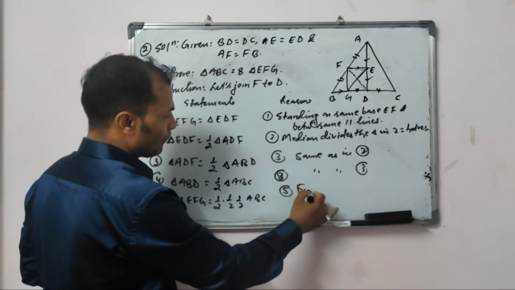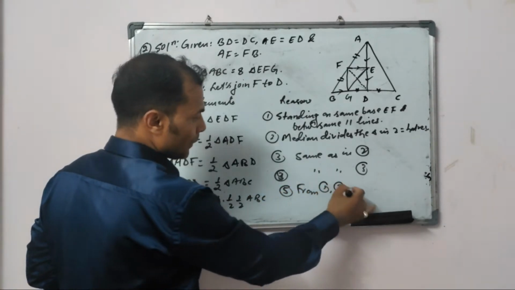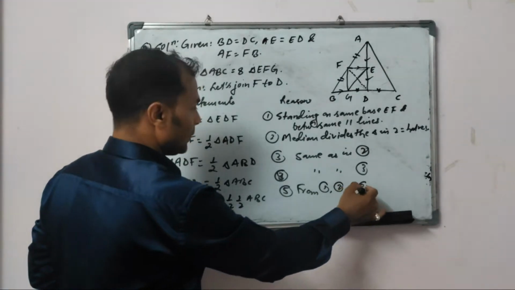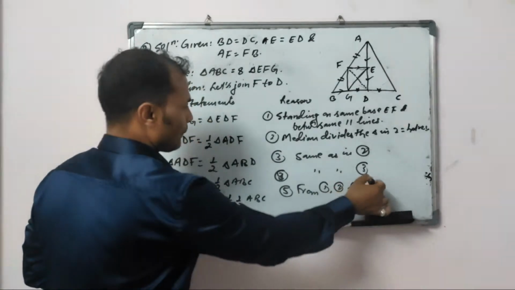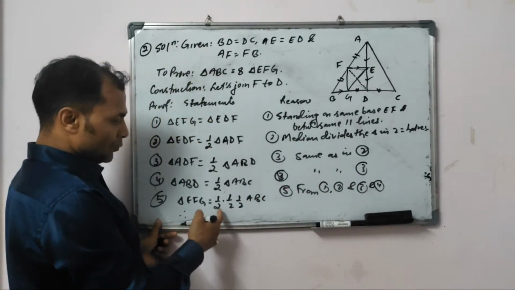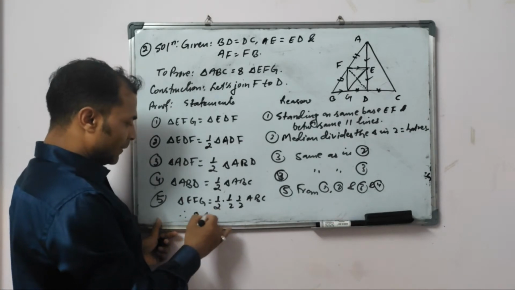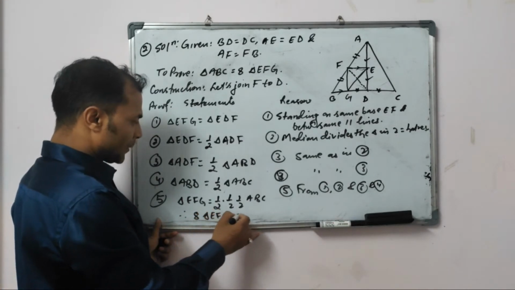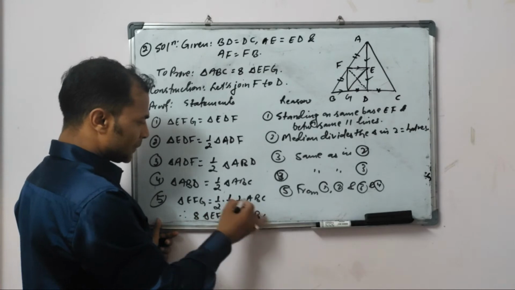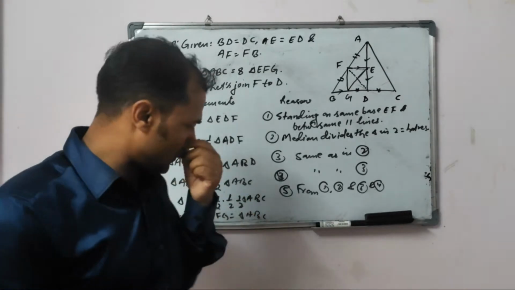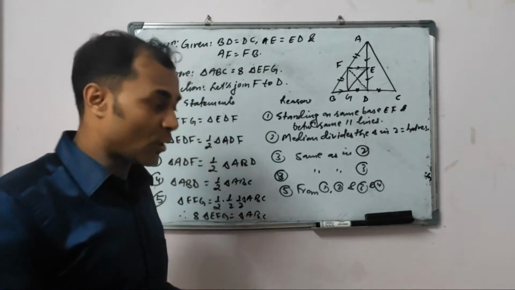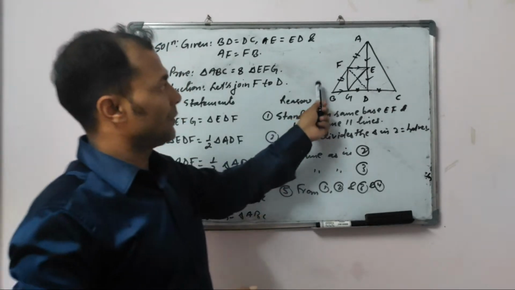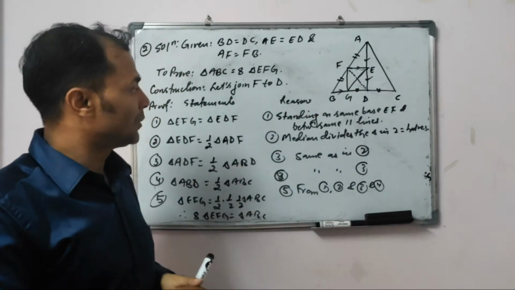From 1, 2, 3, and 4, right. Therefore, 2 to the 4 is 8. 8 times triangle EFG equals triangle ABC. So this is how we prove the question, the given problem. So is this clear, guys?